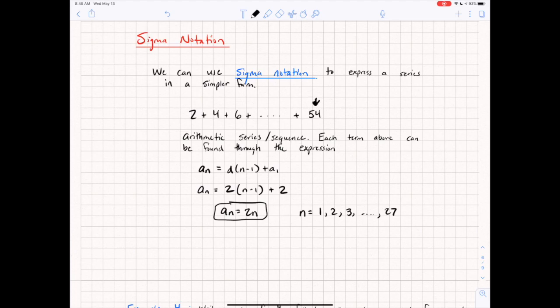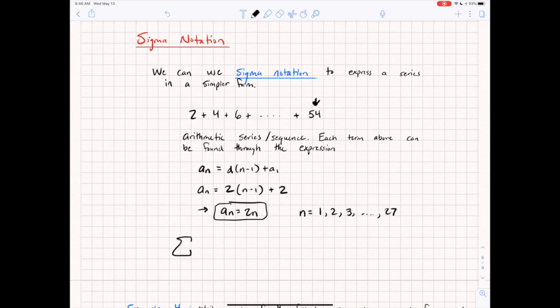All right, so notice again that I could plug 54 in for a_n and solve for n like we've done before, and then I can figure out what my n is in terms of the number of terms there. Now here's what sigma notation does. So sigma notation takes this function, this expression that we just came up with for each term, and then it represents that we are adding by using the capital Greek letter sigma.